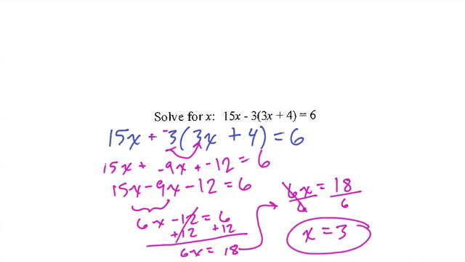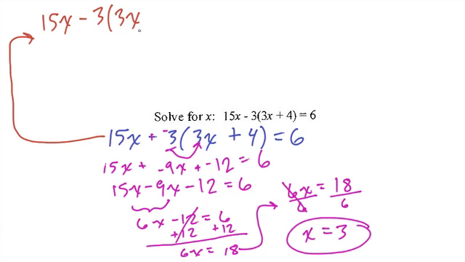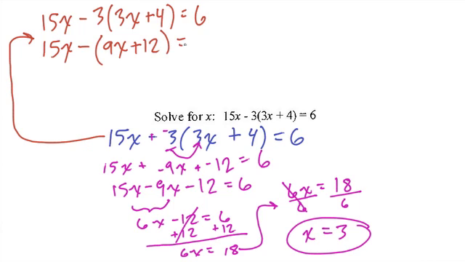Now let's talk about two other options for solving this problem, because I think having a variety of strategies is helpful. So let me go back and re-solve. So it's 15x minus 3 times 3x plus 4 equals 6. Well, let's keep the negative sign here and see what happens. So we have 15x minus, and we want to keep track of this carefully, 3 times 3x is 9x, and 3 times 4 is 12, equals 6.